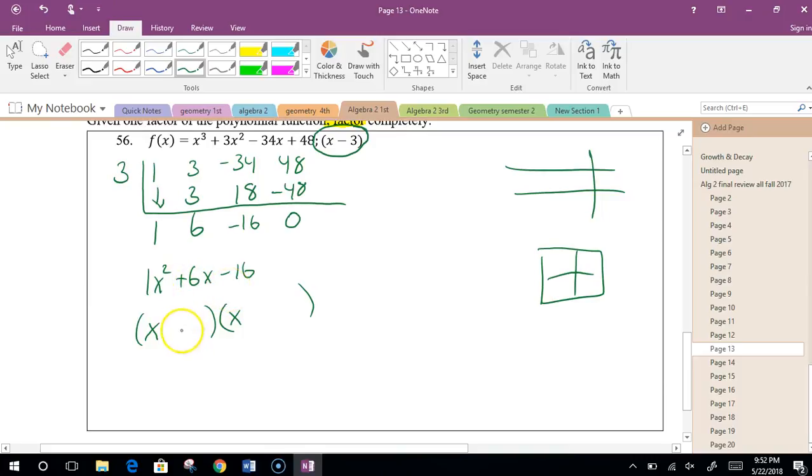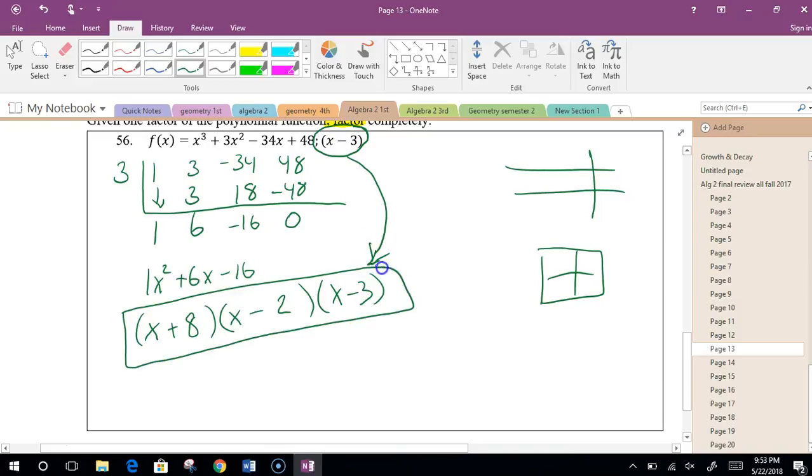And I think about 8 and 2 as being, well, 8 minus 2 would give me a positive 6. So there's my other two factors, and all I'm going to do is bring down the one they gave me in the beginning. And there's my 3 factors.